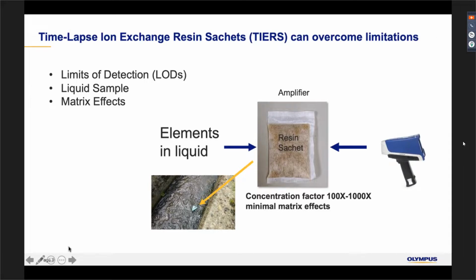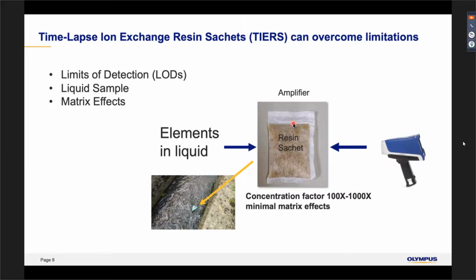Prof. Chang, please. Next I will introduce a new device called TIRS, Time-Lapse Ion Exchange Resin Cassette. This device can overcome the limitations just mentioned before. The resin cassette is made from ion exchange resin, which has shown the ability to catch the ions in water in a fast way. Besides, it's a homogeneous solid material. It has a huge capacity to absorb ions.